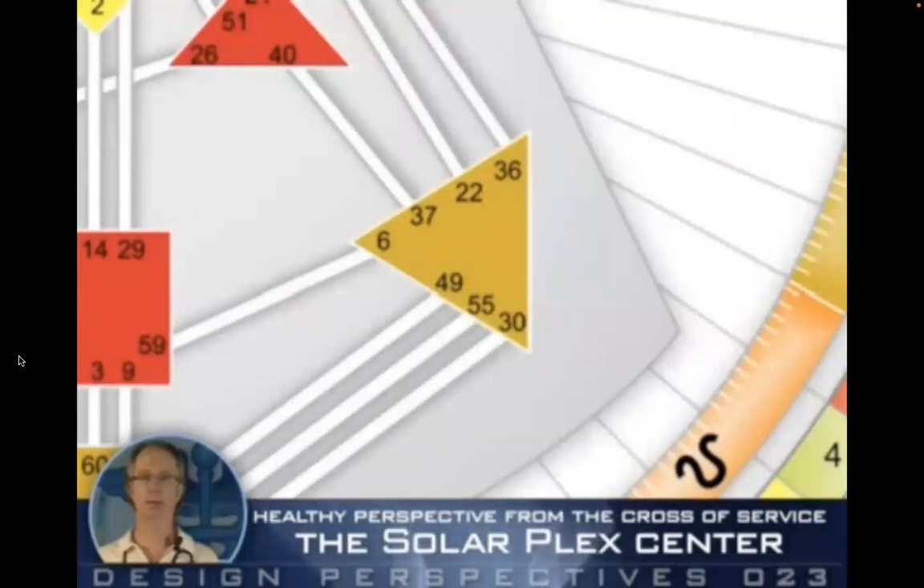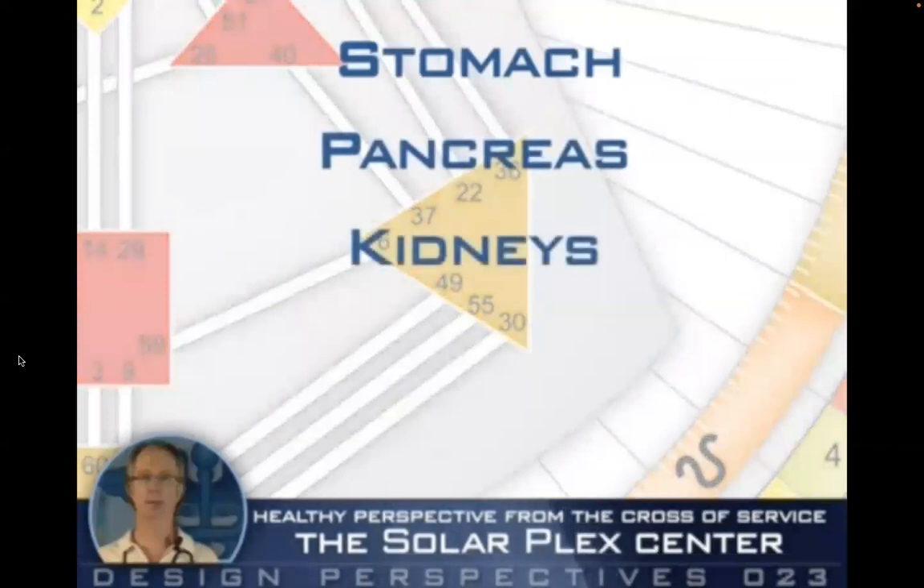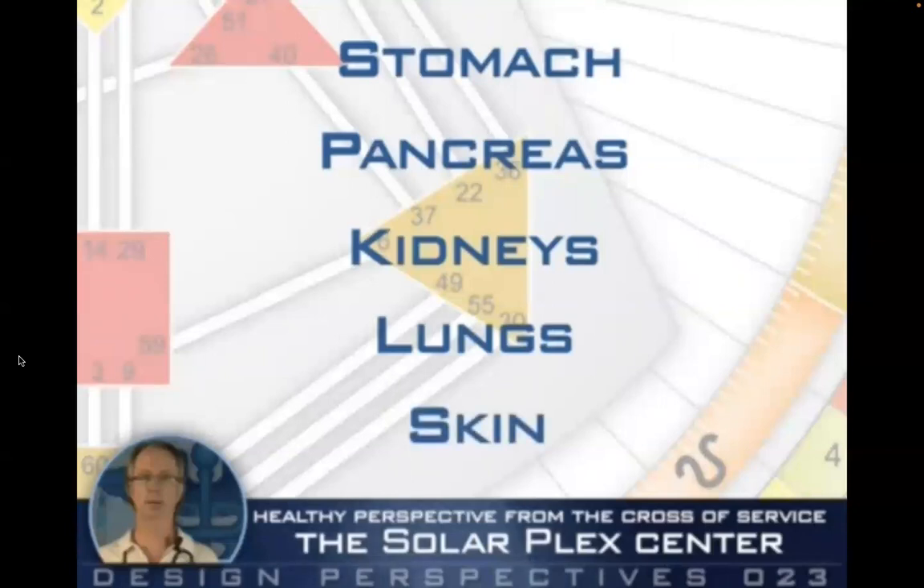So within the solar plexus system, you have the capacity within the intestines, within the belly, to organize what's going on in terms of the stomach, what's going on in terms of the pancreas, the kidneys, the lungs, and, of course, the skin. If you take a look at what the skin is all about, it's the border of the body and just tells us here is the border.